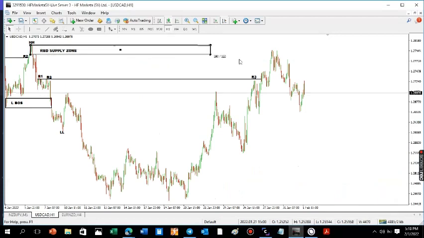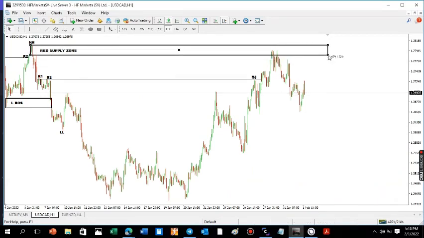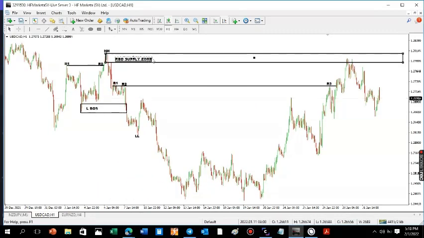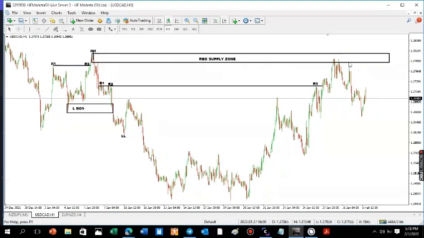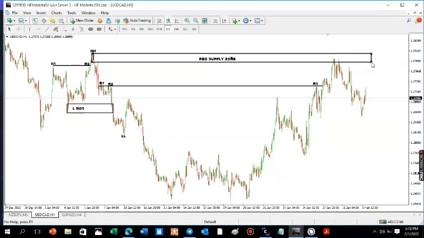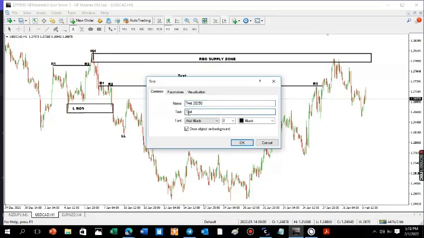So right there, you just extend it to the right side, and voila, look at that. The market is right there, and this is our rally base drop. And then remember this level, this is what we call a liquidity zone or a fake out zone.